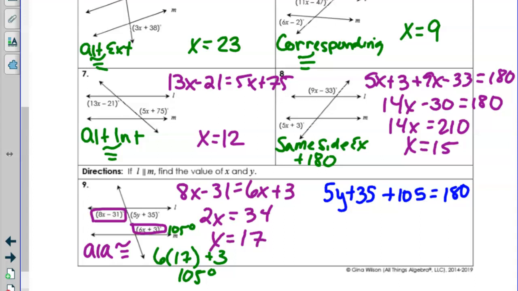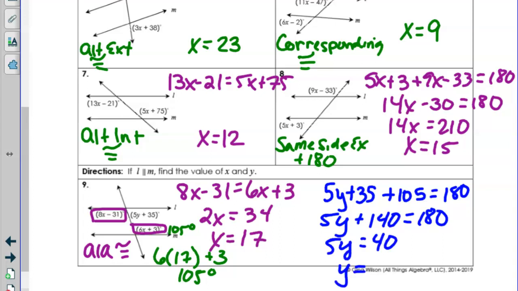Is everybody okay with what's in blue? Alright, so now we're going to combine 35 and 105. What is 35 plus 105? Good. And then we subtract 140. We get 5y is equal to 40. What would our value of y be? Excellent. We have two answers here. X is equal to 17 and y is equal to 8.